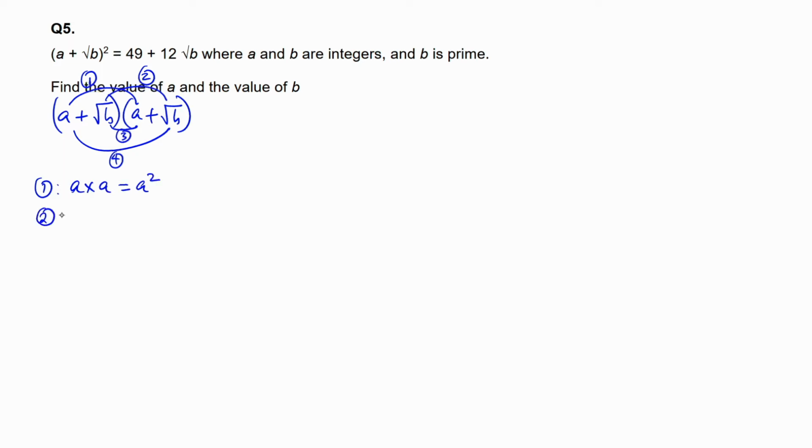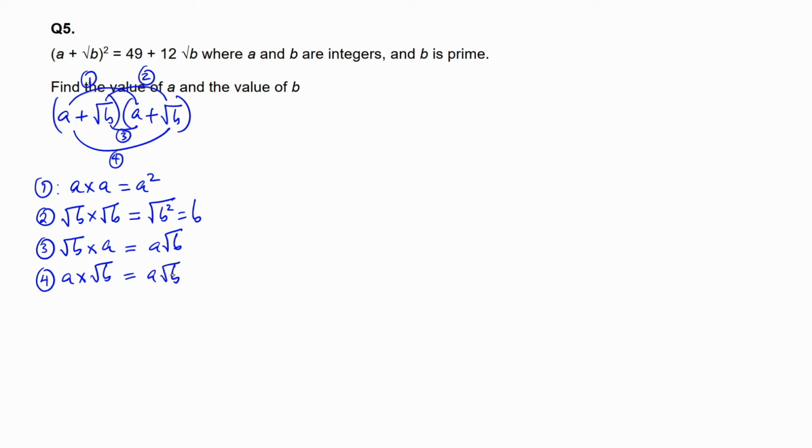For 2, we have square root of b multiplied by square root of b, and this is same as square root of b squared, which is just b. And then for 3, you have square root of b multiplied by a, which is the same as a square root of b. And then for 4, you have a multiplied by square root of b, which is just a square root of b.